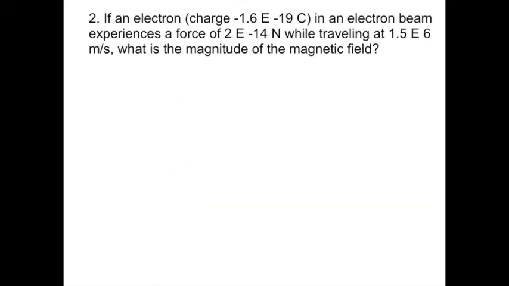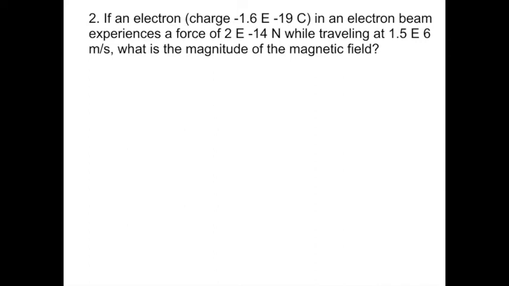Number 2. If an electron, which has a charge of negative 1.6 times 10 to the negative 19th coulombs, in an electron beam, experiences a force of 2 times 10 to the negative 14th newtons, while traveling at 1.5 times 10 to the 6th meters per second, what is the magnitude of the magnetic field?